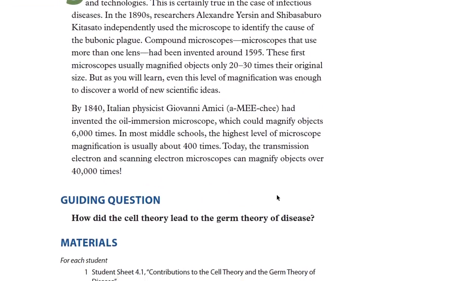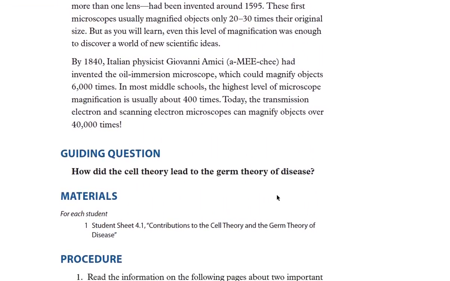By 1840, Italian physicist Giovanni Amici had invented the oil immersion microscope, which could magnify objects 6,000 times. In most middle schools, the highest level of microscope magnification is usually about 400 times. Today, the transmission electron and the scanning electron microscopes can magnify objects over 40,000 times.